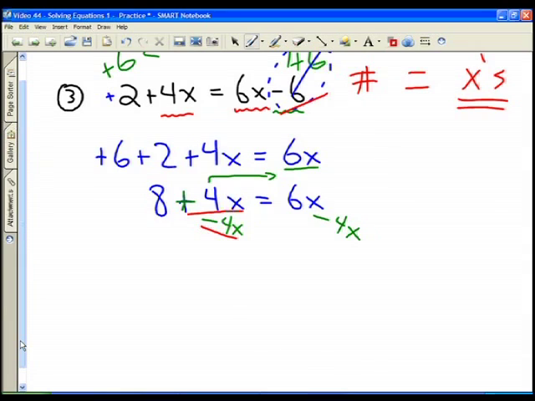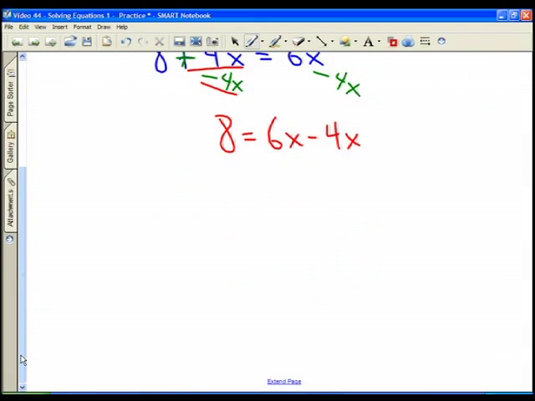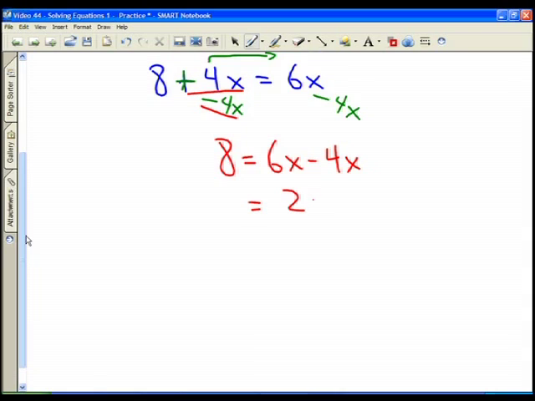So the only thing remaining on the left-hand side of the equation is 8. And now on the right-hand side, I have 6x minus 4x. Well, if I have 6x minus 4x, that's the same as 2x. And so I have 8 is equal to 2x. And in order to get the x all by itself, this says 2 times x, so I divide by 2 and divide by 2. And my 2's cancel, and I'm left with 8 over 2 is 4. 4 is equal to x.